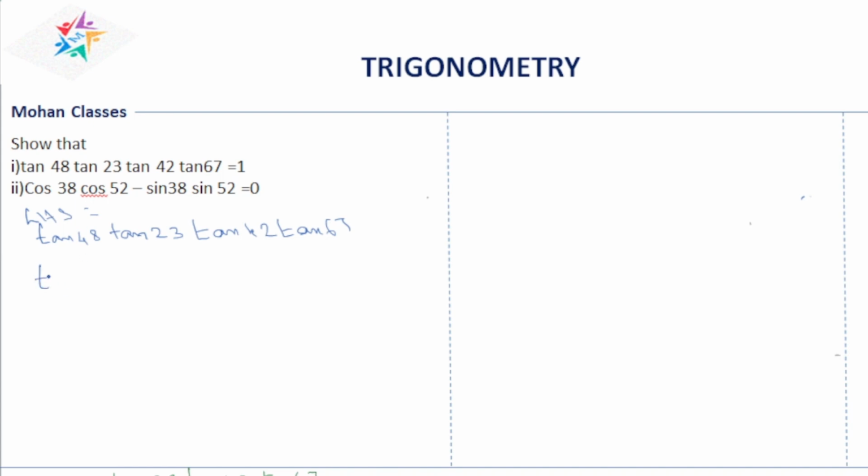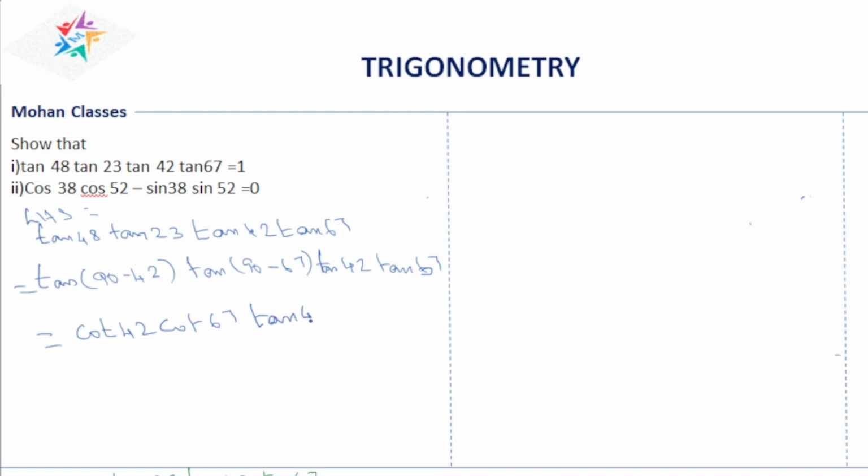So what is tan 48? Tan 48 can be written as tan (90 minus 42), right? Similarly, tan 23 can be written as tan (90 minus 67). Then we can write the tan 42, tan 67 as this. So tan (90 minus A), what you will get? Cot 42, cot 67, tan 42, tan 67. So, rewrite cot 42 into tan 42, cot 67 into tan 67. Correct? So, what is cot 42 into tan 42? This cot 42 can be written as 1 by tan 42. So, these two will become 1 into 1. So, the answer is 1.